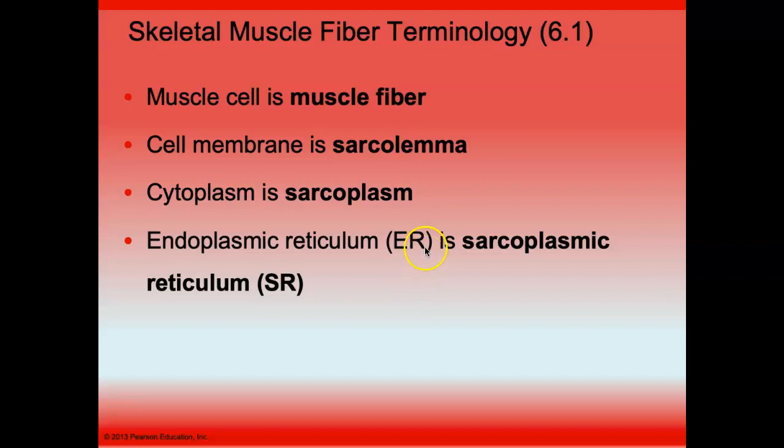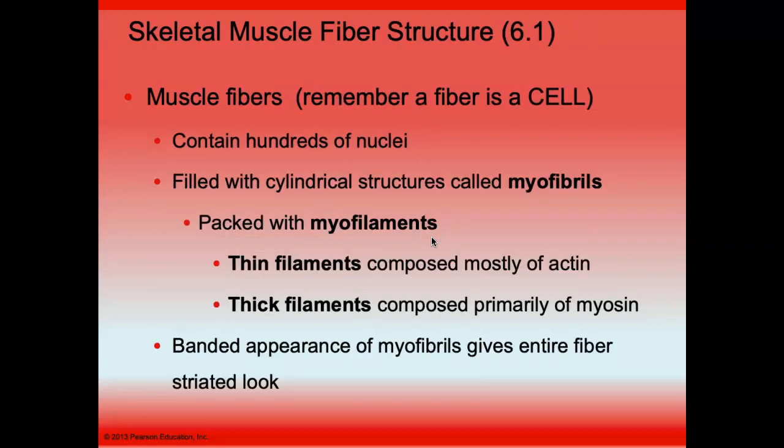Different terminology in this chapter. A cell is a fiber. The membrane is a sarcolemma. The cytoplasm is called sarcoplasm, and the endoplasmic reticulum is called sarcoplasmic reticulum, and that is a reservoir for calcium. These skeletal muscles are multinucleated with hundreds of nuclei.